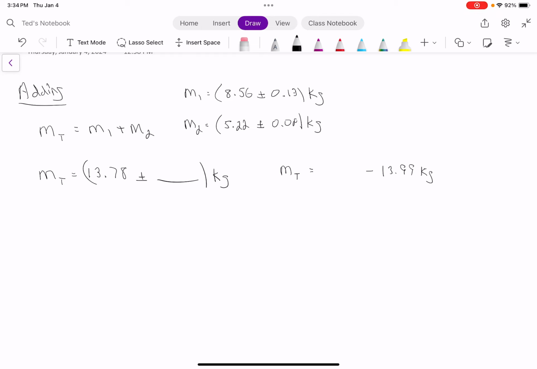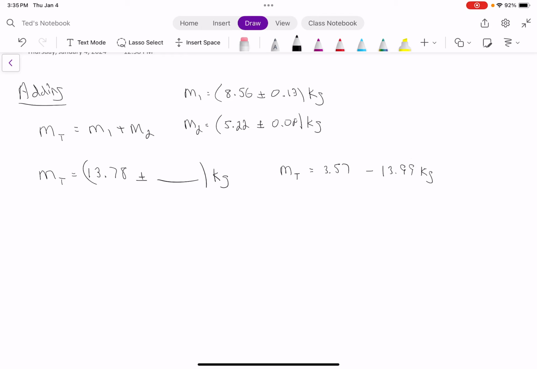And the smallest it can possibly be is if we subtract the uncertainty from each value. So that's 8.56 minus 0.13 plus 5.22 minus 0.08. And so we get 13.57. So that's the range of possible values. And that's not subtraction like this minus that. That's like this is the smallest it could be, that's the biggest it could be. So how would we write that with uncertainty?